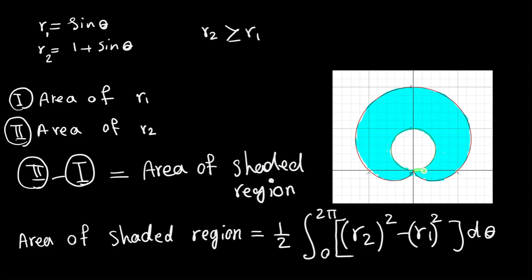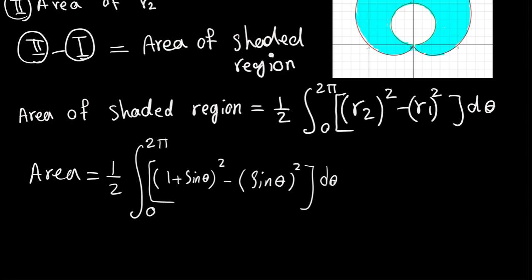And we take the integral from 0 to 2 pi because as you see the shaded region, it's in the first, second, third, and fourth quadrant. At the next step, we want to replace r2 and r1 by the equations. So we have 1/2 integral from 0 to 2 pi, (1 plus sine of theta) squared minus the square of sine of theta d theta.